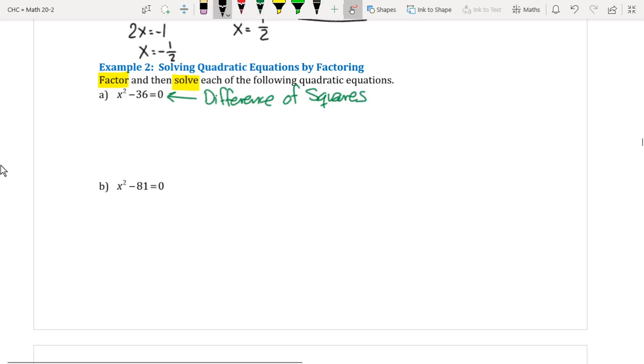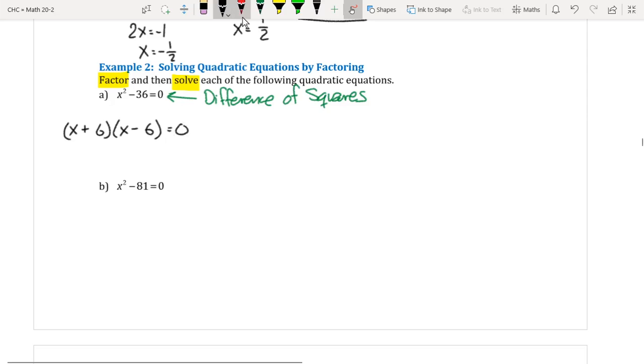So we start by factoring it as a difference of squares. We put in our two sets of brackets. The square root of the first term, x squared, is just going to be x. We put in our x. The square root of 36 is 6, so we put in 6 as the second term in each bracket. And then we put in a plus in one of them and a minus in the other one, equals 0. Now we have factored it.